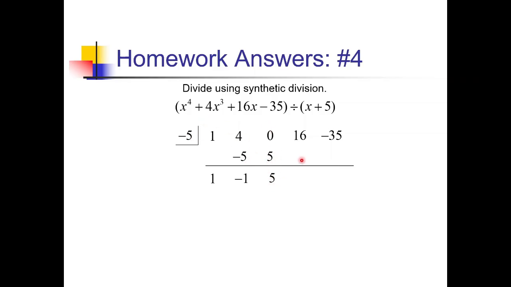Negative 5 times 5 is going to be negative 25. 16 plus negative 25 is negative 9. Negative 5 times negative 9 is 45. And then negative 35 plus 45 gives us a remainder of 10.